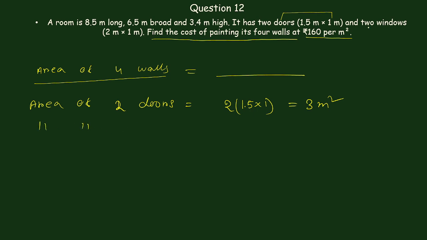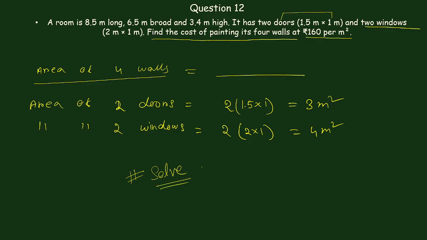Similarly, area of two windows. So 2 windows means what? 2 into 1, that is 4 meters square. Now subtract the area of the walls and the area of doors and windows. The remaining portion will be painted, and then find out the total cost. So solve this question by yourself and send it to me. Okay, chalo. Thank you.